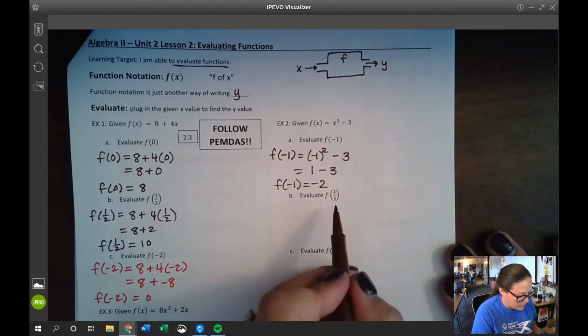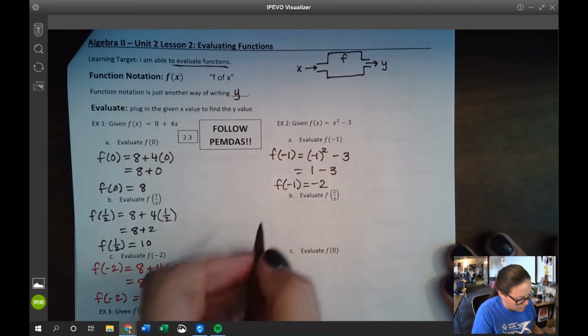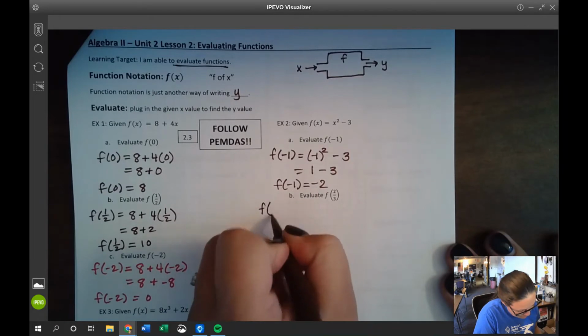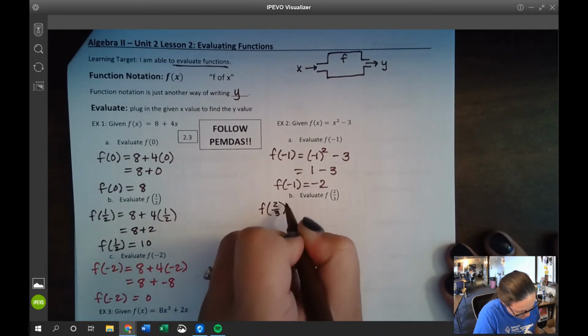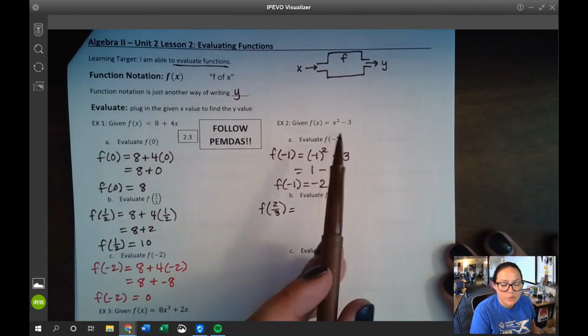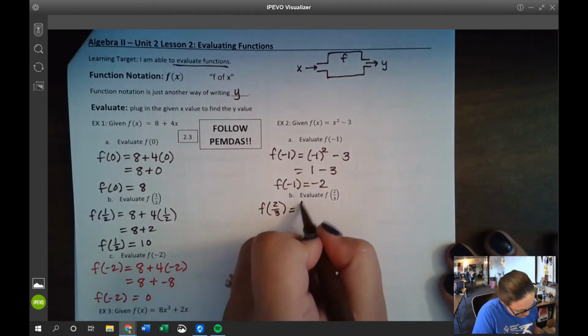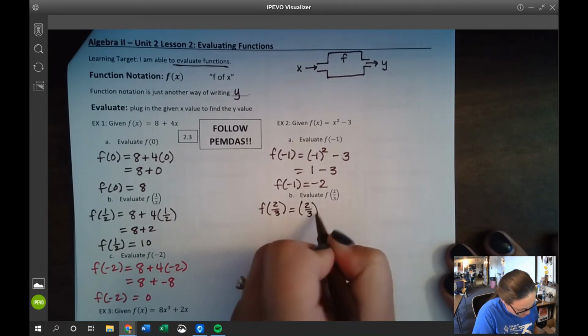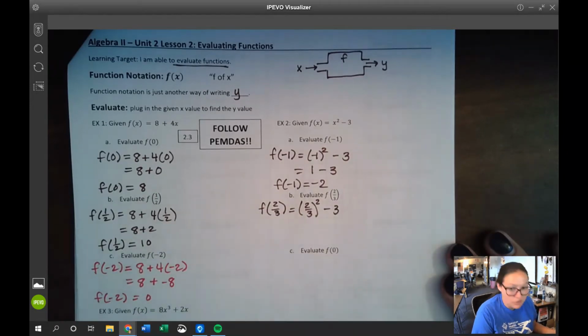Okay, let's try part B. Evaluate f of 2/3. This one's a little trickier, but we can get through it. So again, I'm going to replace x with 2/3. So I have 2/3 squared minus 3.